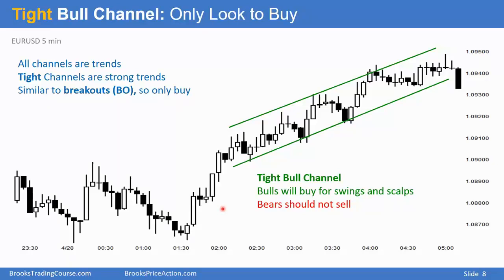And bears should not sell. Even if they sell with limit orders at the highs of bars, the market rarely pulls back far enough for them to make even a scalp. Here, if you sell this high, you lose money. Tight bull channel, better only to look to buy.